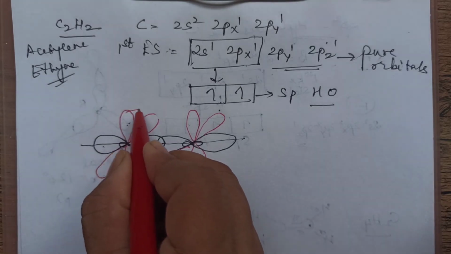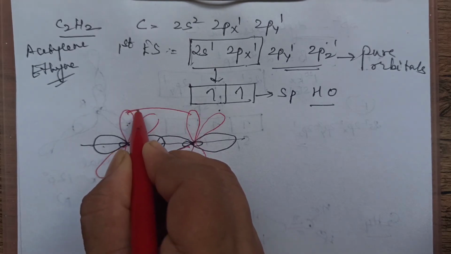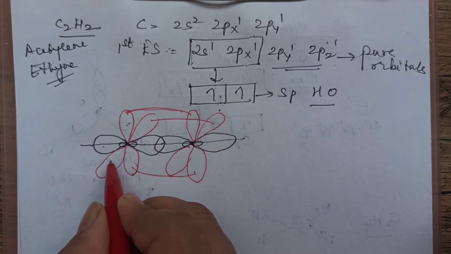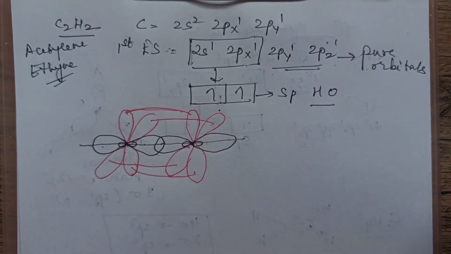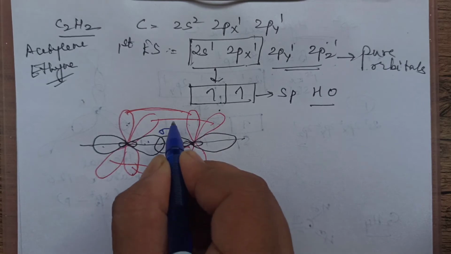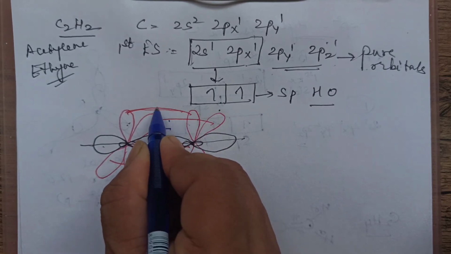So they will overlap laterally. If this is y, the y will overlap with y only. If it is z, then z will overlap with z only. Okay, so there are 2 pi bonds between 2 carbon atoms. So what it is exactly, if you see, there is one sigma bond here, sp. This is pi bond. This is pi bond.